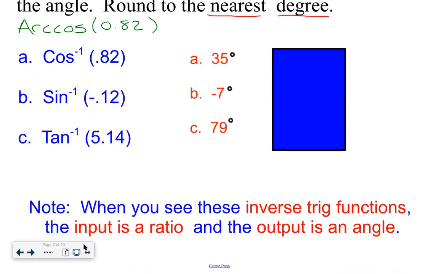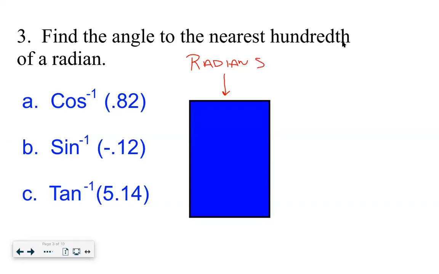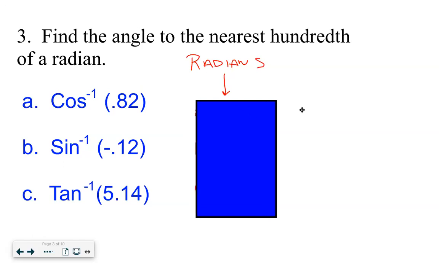Again, just as a reminder, when we're working with these functions, the input is not the angle measure anymore. The input is the ratio, and the output is the angle measure. We will also do this with radians. So find the angle to the nearest hundredth of a radian. Same trig ratio, 0.82. We're still going to work with the cosine relationship, but because we're looking for the angle measure, we need to use the inverse cosine of the trig ratio, 0.82, and in return, we're going to get radian measures here.